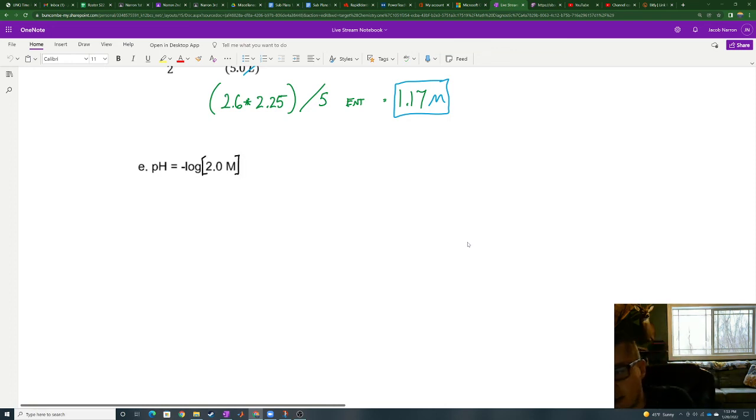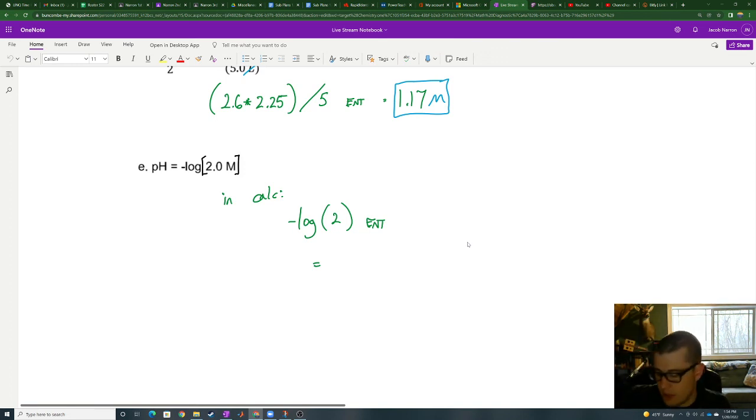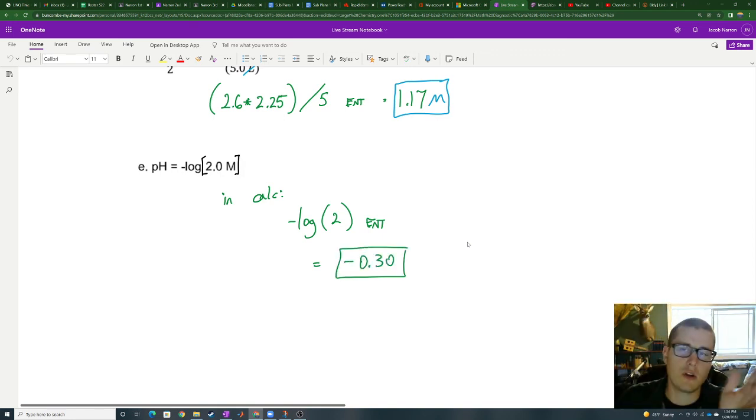But when you type it in your calculator, literally all I'm going to type, because that's all you need to know how to do with this type, okay, with type E, all you need to know how to do is type in the calculator. So in the calculator, I would just say negative log, parentheses, 2, enter, and that's it. Negative log 2. And you're going to get this number. It's thinking about it, but I got negative 0.301 and some change. So I'm just going to make it negative 0.30.